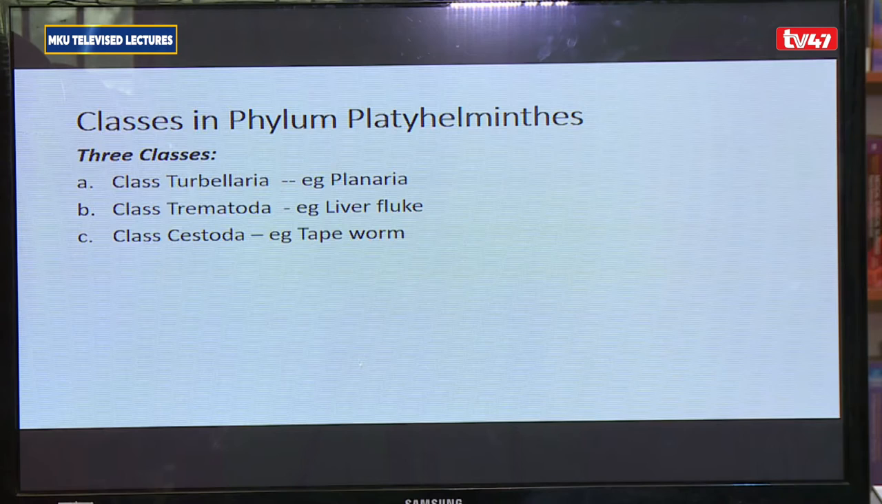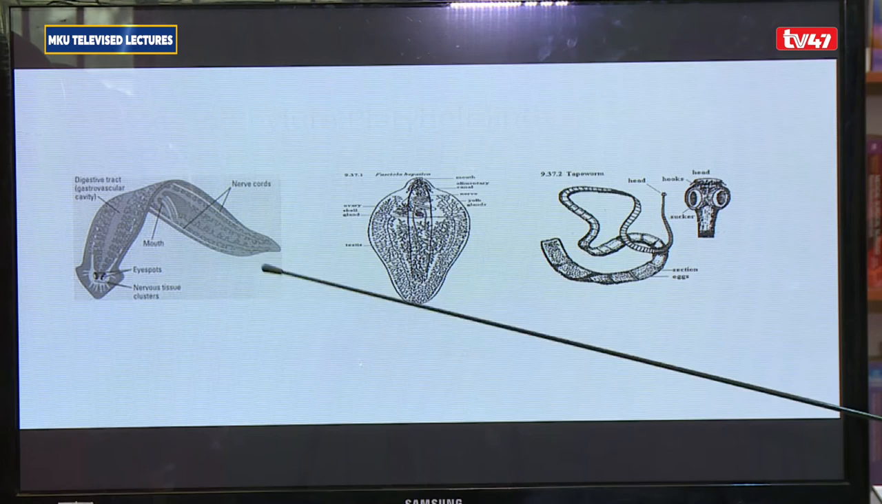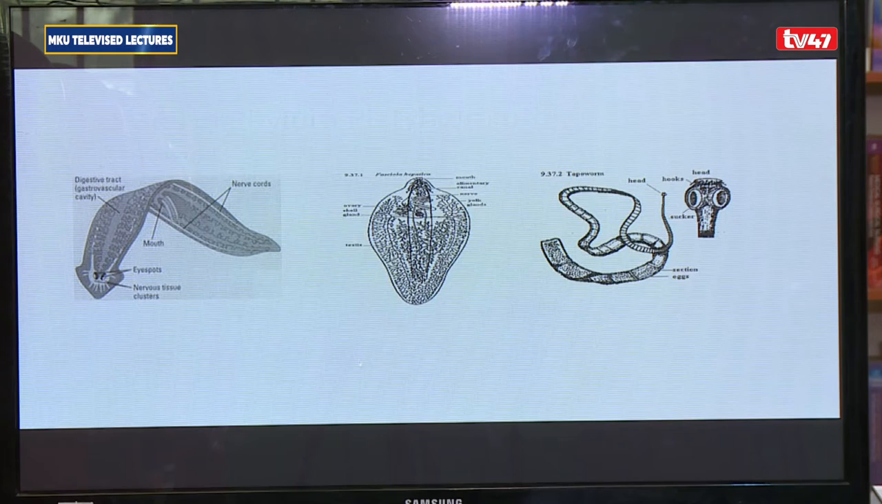So to illustrate examples of worms in the three classes, we have the planaria here. Basically, planaria is in the class Turbellaria, the flatworms with cilia that produce mucus. We have the liver fluke that is in the class Trematoda. And then we have the tapeworm that is in the class Cestoda.